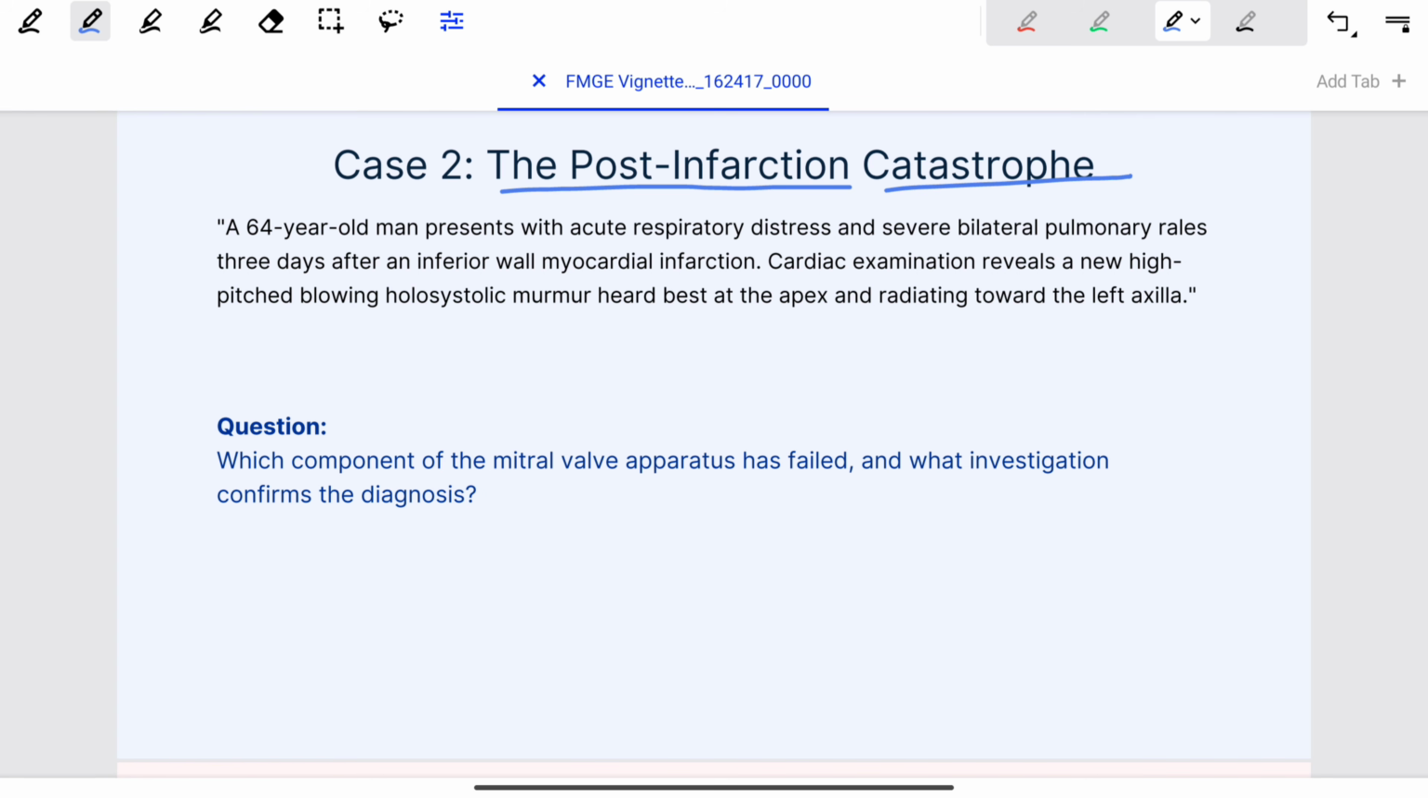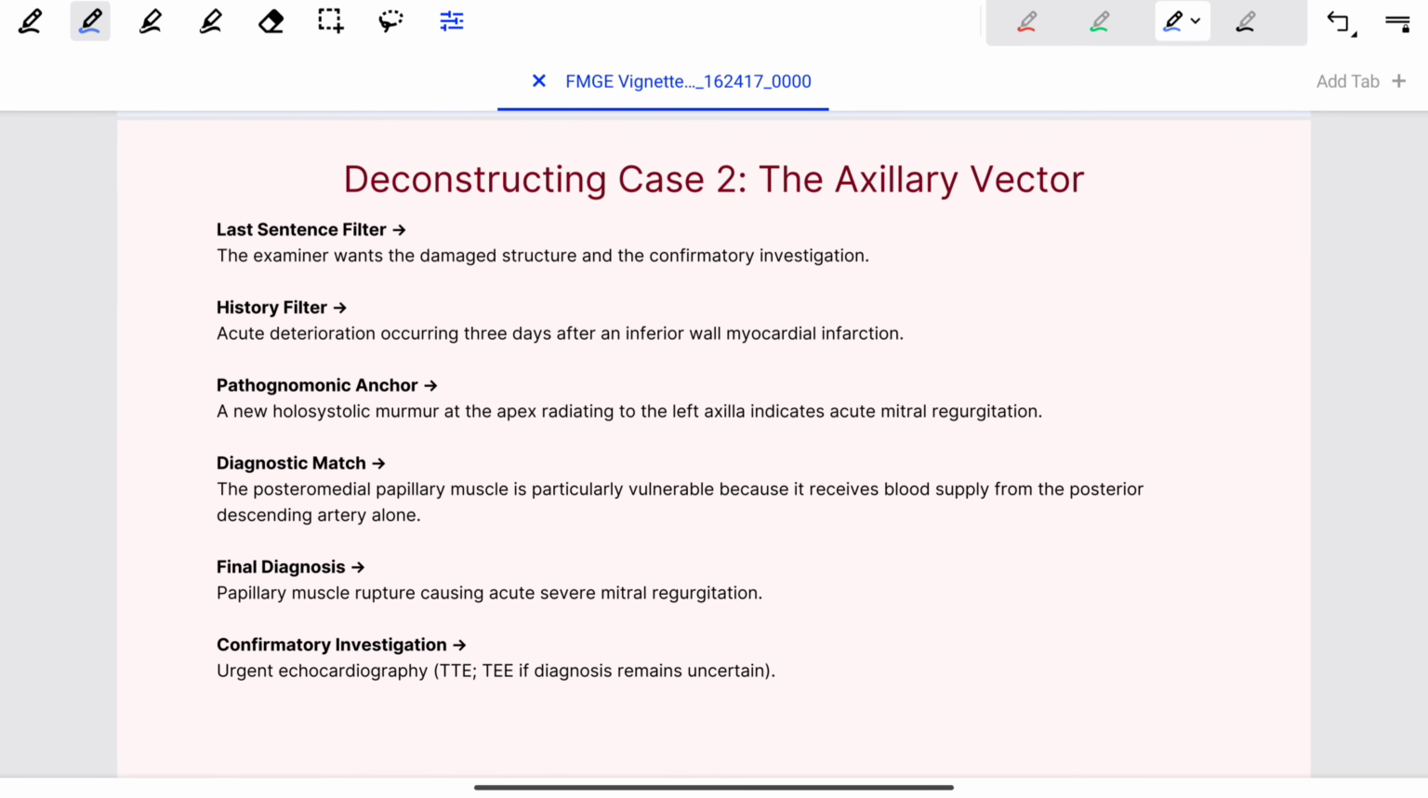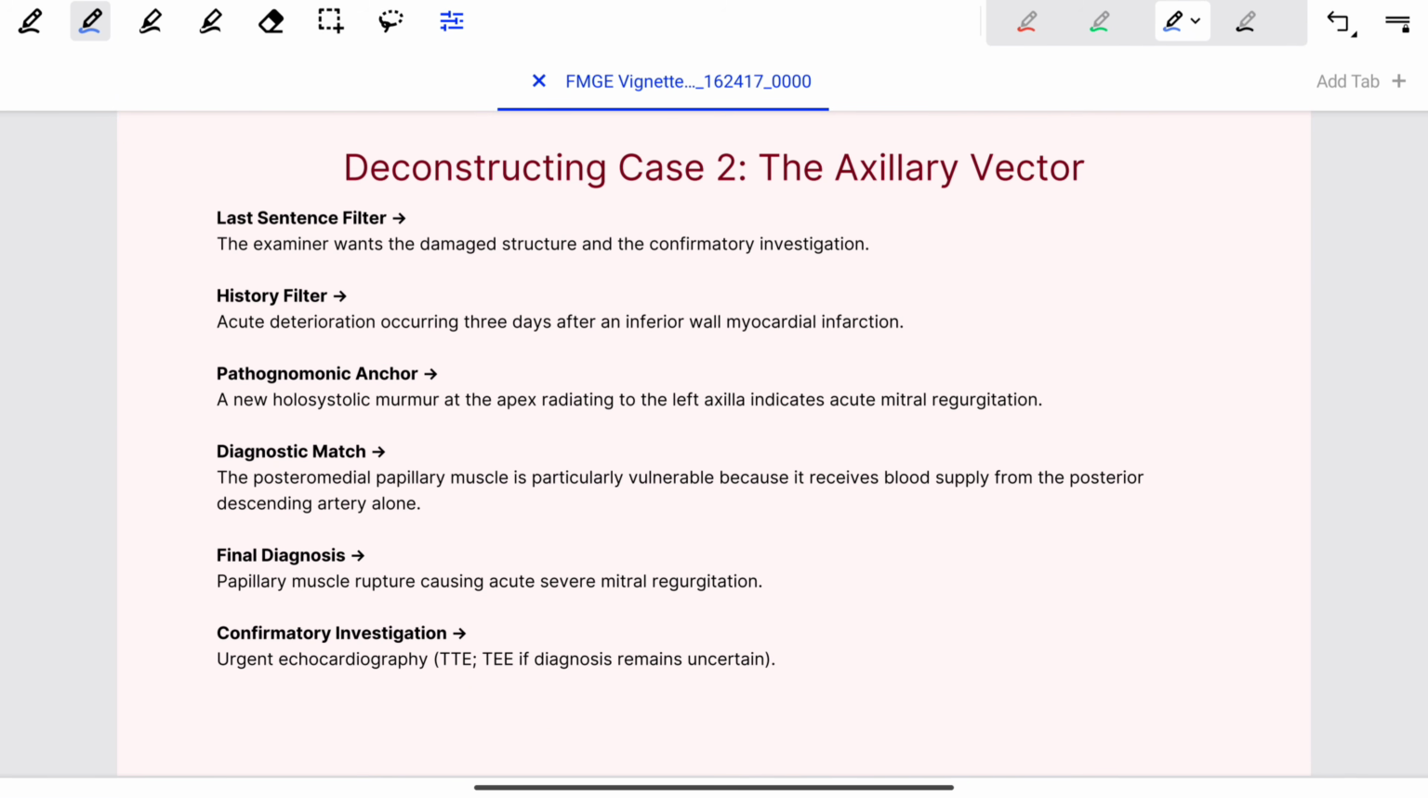Let's examine a more advanced FMG style vignette. A 60-year-old man develops acute respiratory distress and severe bilateral pulmonary rales 3 days after an inferior wall myocardial infarction. Cardiac examination reveals a new high-pitched holosystolic murmur heard best at the apex and radiating towards the left axilla. The examiner asks which component of the mitral valve apparatus has failed and which investigation confirms the diagnosis. Again, resist the temptation to jump immediately into the answer.